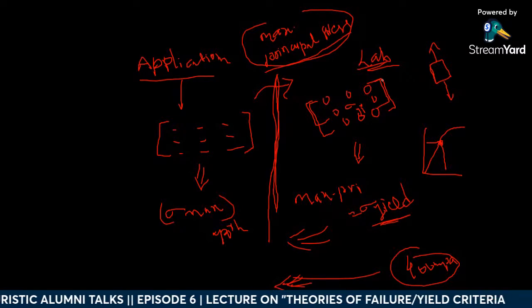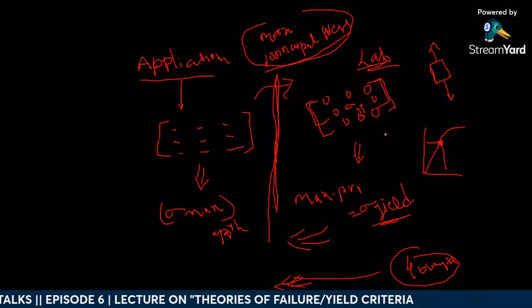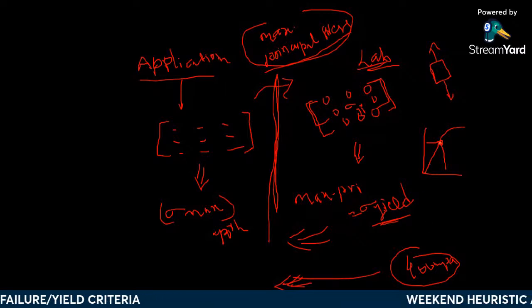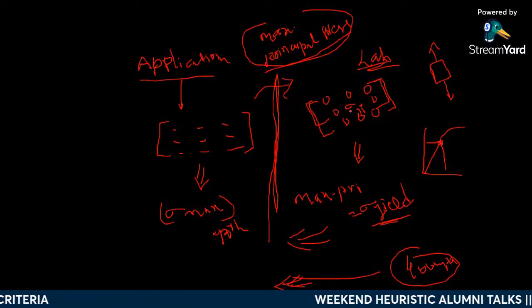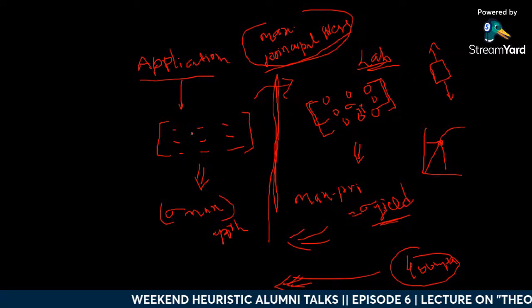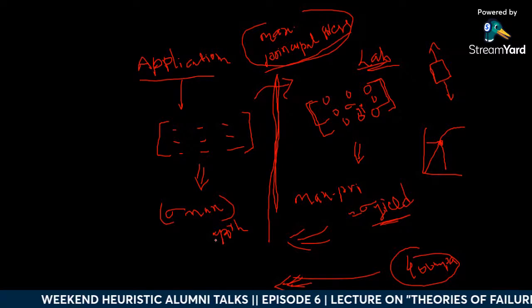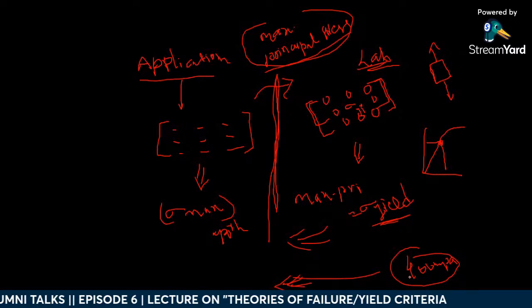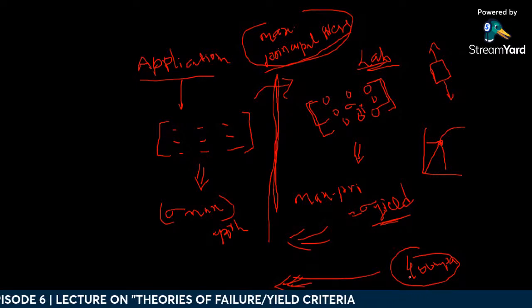Okay. After performing your uniaxial tensile test, what is the sentence you will frame? For example, if the yield point is 400 MPa, this material can be used in a state where the maximum principal stress will not exceed this value. That's how you will give the result. Is this fine?